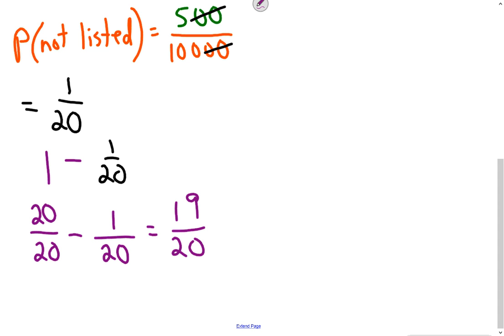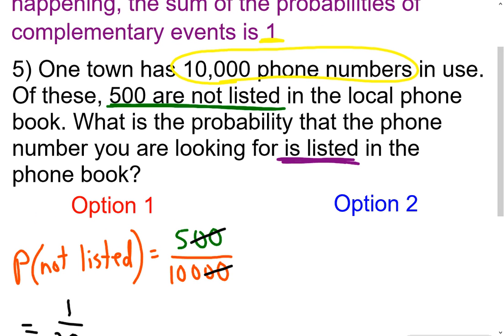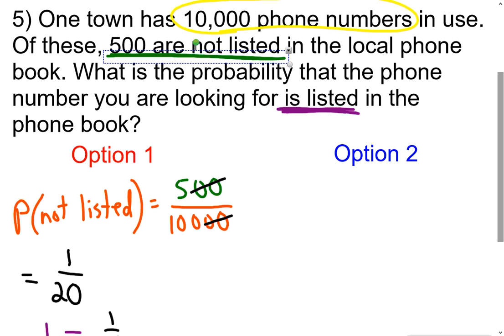Now, we could turn that into decimals. We can turn that into fractions, into percentages as well. But as a ratio, fraction, it's going to be 19 20ths. Now, I said there's a second option. The other way to look at this is to go back to the very beginning, and we started with 10,000 phone numbers. We know that there's 500 not listed in the phone book. Well, then, how many are listed in the phone book?